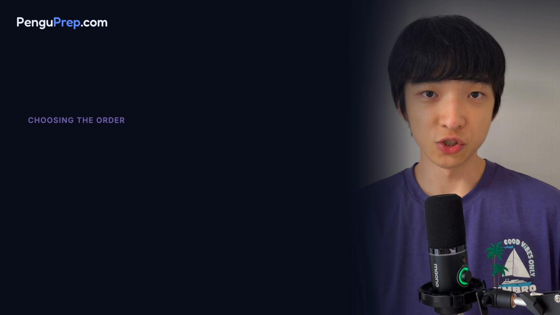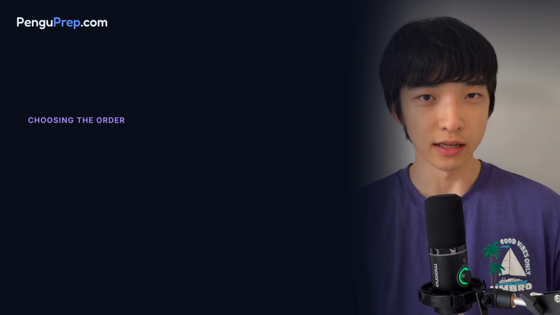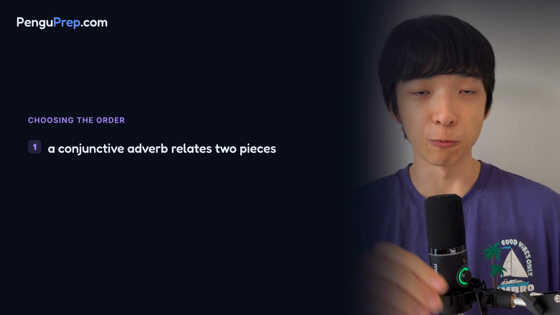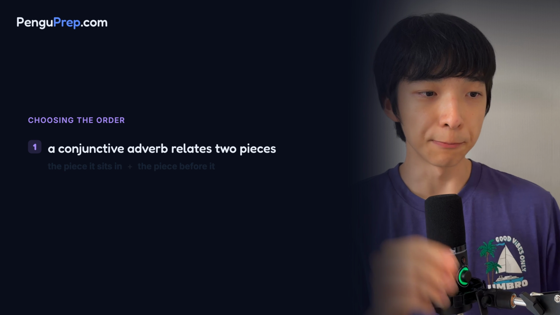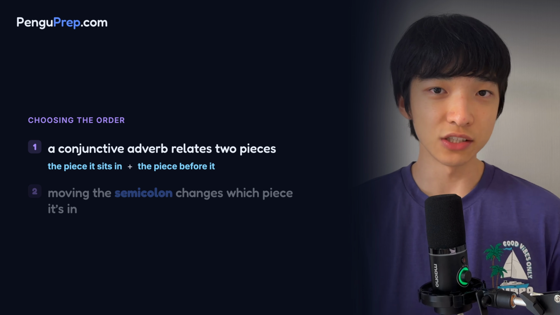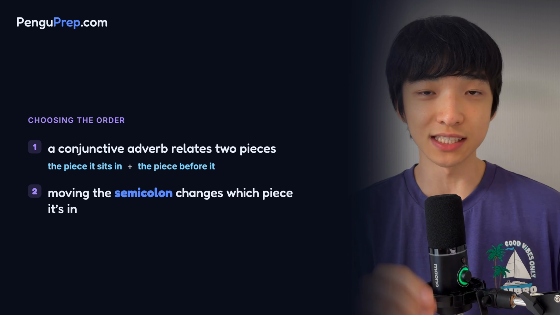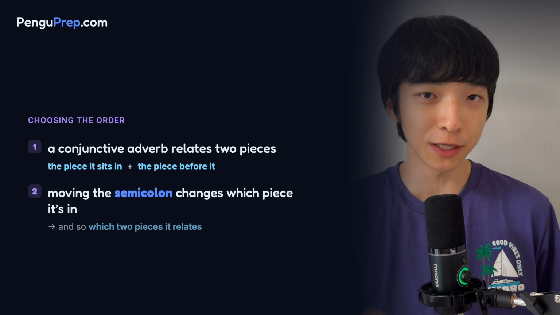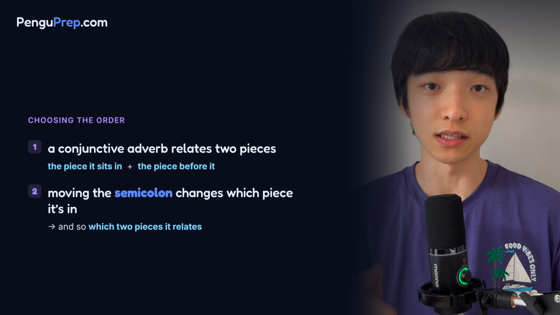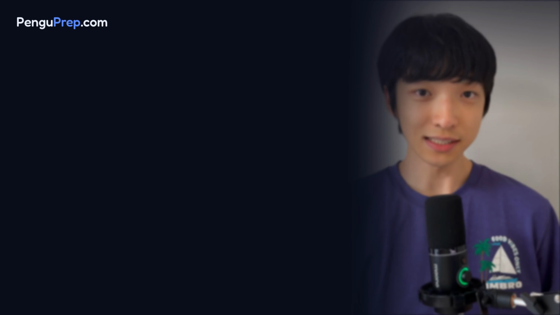So it's important to choose the correct order, but how do we do that? You need to know 2 things. First, it's important to know that a conjunctive adverb will relate 2 pieces. The piece which contains the conjunctive adverb and the piece before that. Second, you need to know that changing the position of the semicolon can change which piece the conjunctive adverb belongs to and accordingly what 2 pieces the conjunctive adverb relates. Let's learn this through a problem.